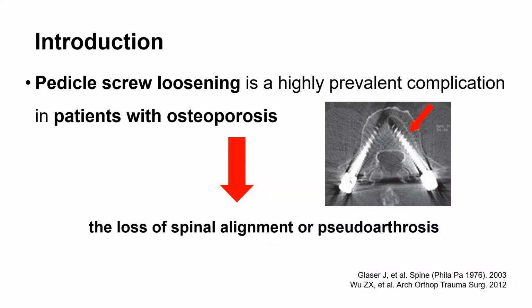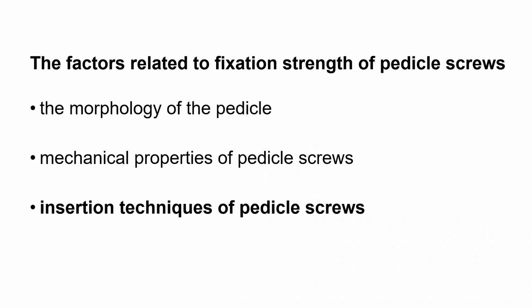Pedicle screw loosening is a highly prevalent complication that can result in unfavorable surgical outcomes associated with the loss of spinal alignment or pseudoarthrosis, particularly in patients with osteoporosis. The anchoring ability of pedicle screws depends on the strength of the bone-screw interface. Thus, biomechanical studies have been widely conducted to elucidate the factors related to fixation strength, including the morphology of the pedicle, mechanical properties of pedicle screws, and insertion techniques of pedicle screws.